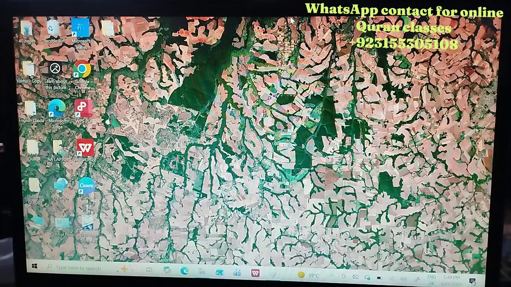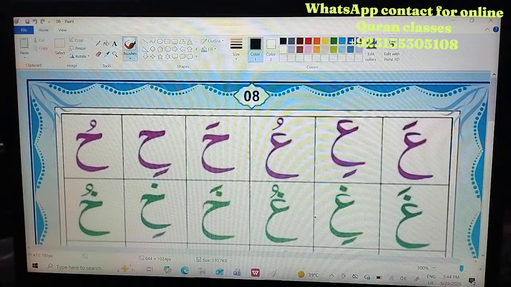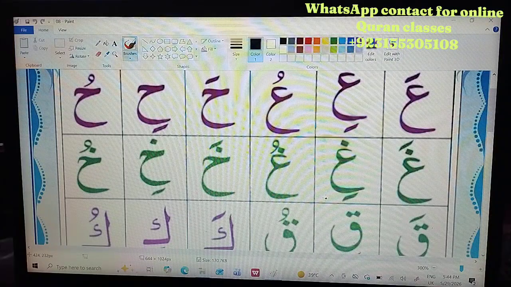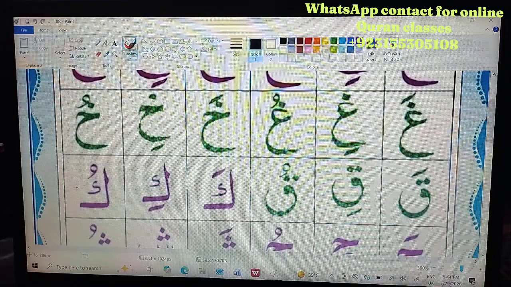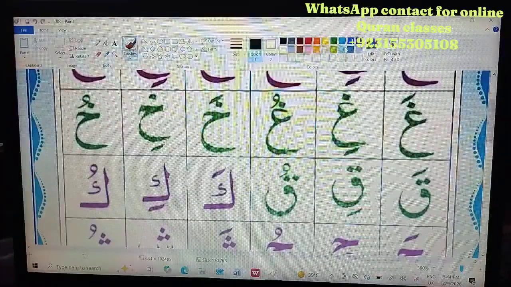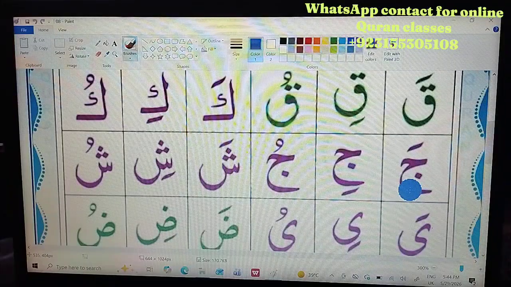So in this lesson we read the remaining letters of the same lesson. Now I'm going to open the page. In the previous lesson we have already read letters up to kaf. Now we start from here, the next letters, from Jim.